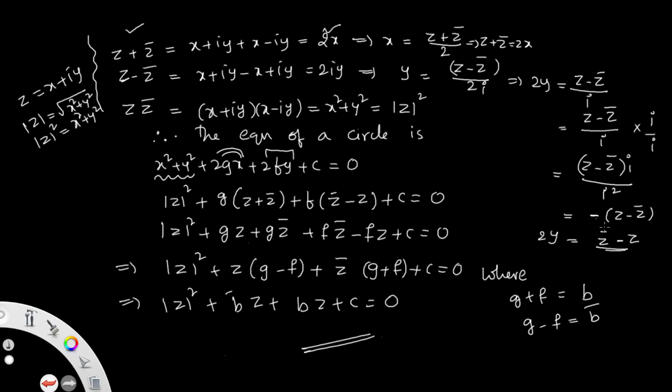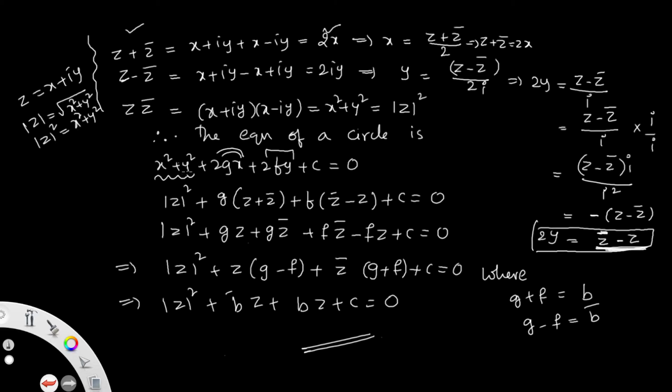So rewriting the minus as common means z bar minus z. This value is nothing but 2y. 2y is nothing but z bar minus z, and z into z bar is x square plus y square. z equal to x plus iy, mod z equal to root over x square plus y square. Mod z whole square means x square plus y square.